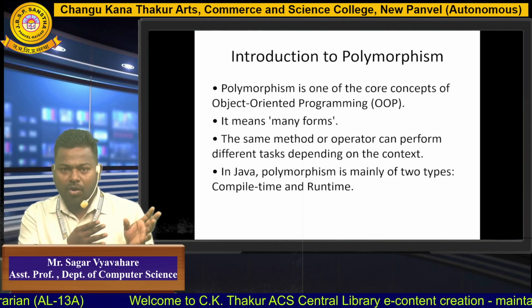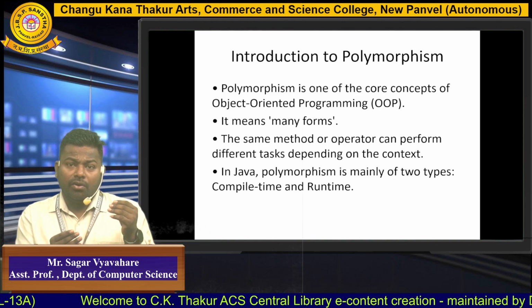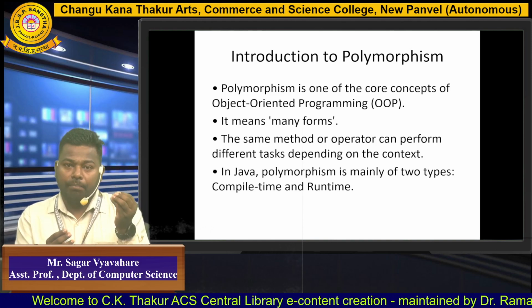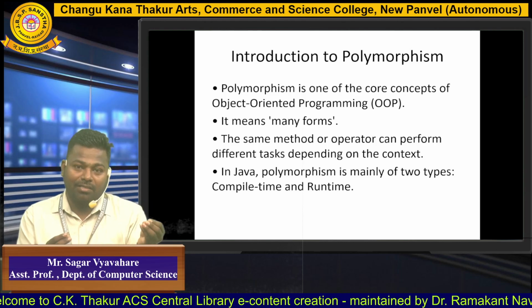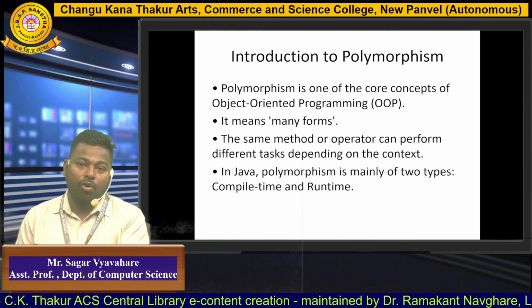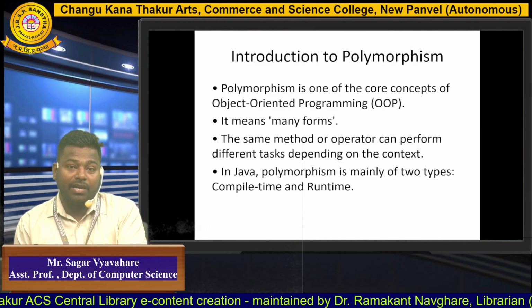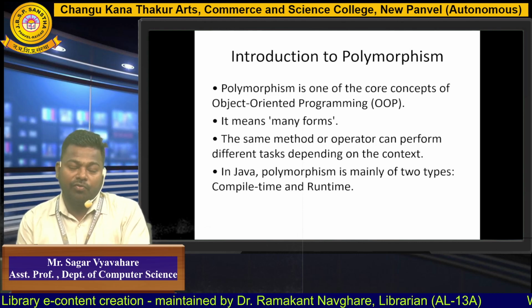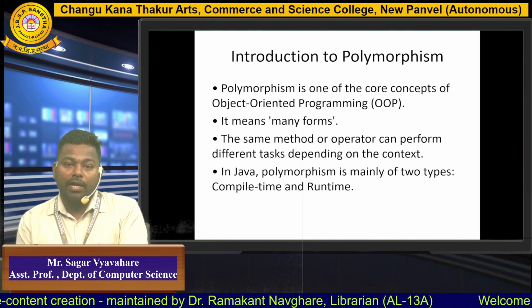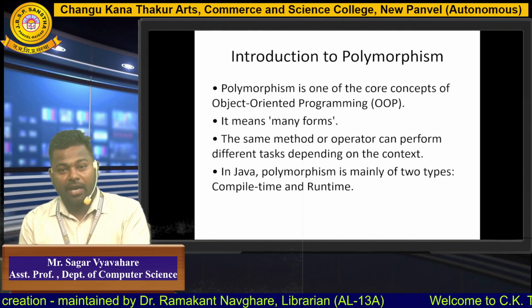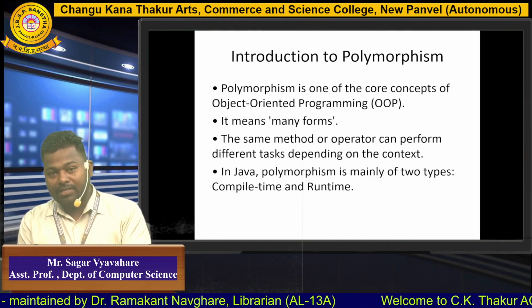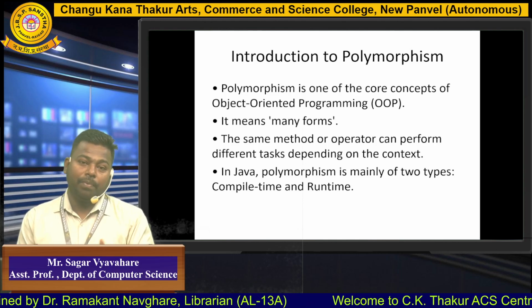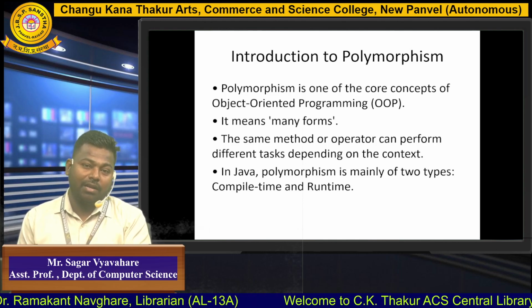There are methods or some operators which look the same but perform different tasks. Let's see, the same methods or operators can perform different tasks depending on the context. There are basically two types of polymorphism. One is called compile time and the second one is called runtime. So we'll see in detail what is compile time polymorphism and what is runtime polymorphism.